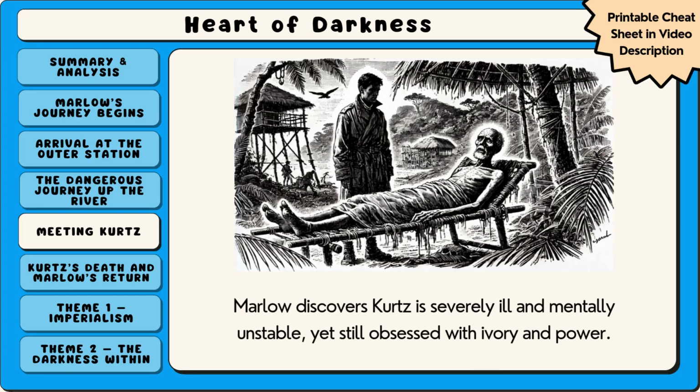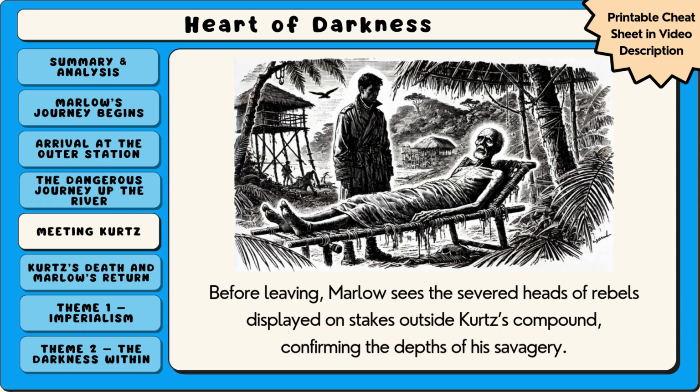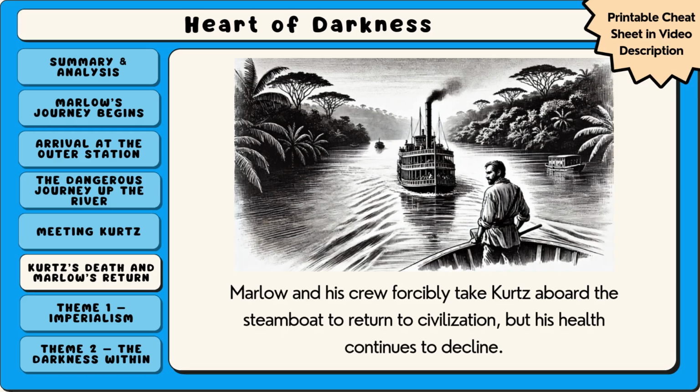Marlow discovers Kurtz is severely ill and mentally unstable, yet still obsessed with ivory and power. The company wants Kurtz to return to Europe, but he resists, fearing the loss of his influence. Before leaving, Marlow sees the severed heads of rebels displayed on stakes outside Kurtz's compound, confirming the depths of his savagery. Marlow and his crew forcibly take Kurtz aboard the steamboat to return to civilization, but his health continues to decline.